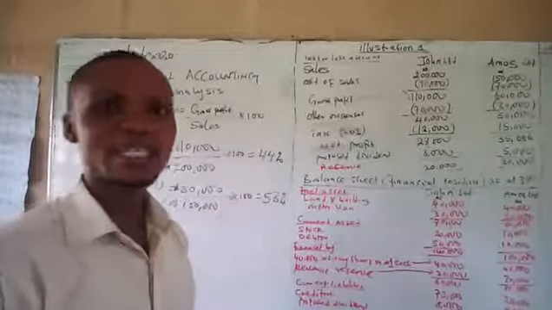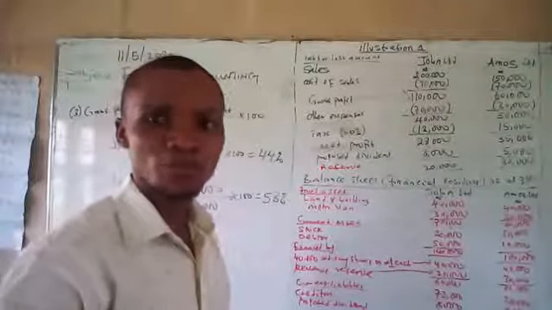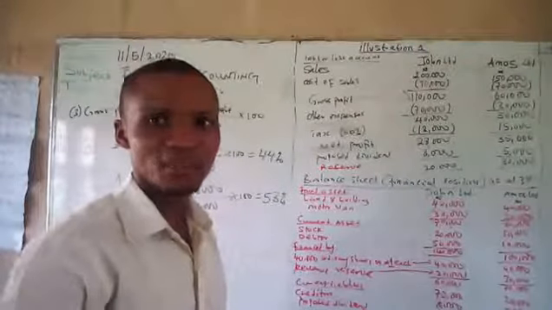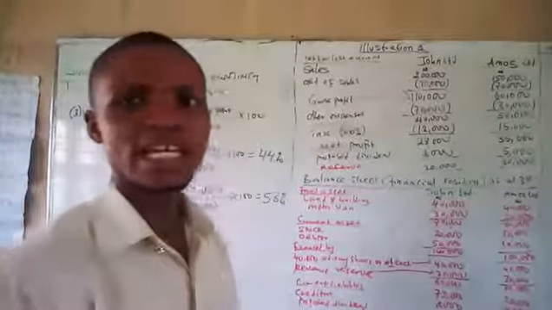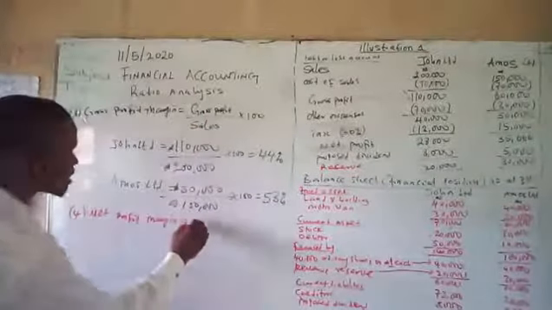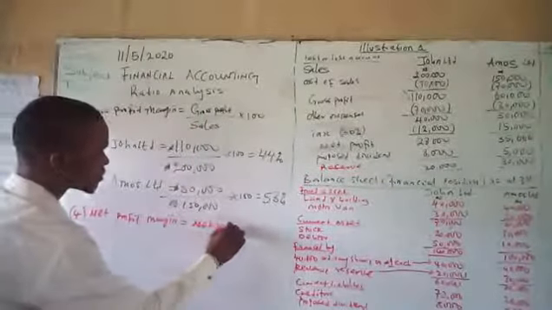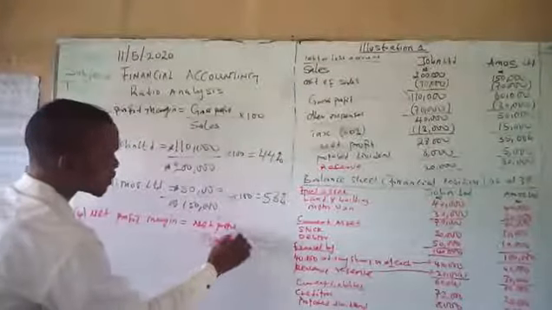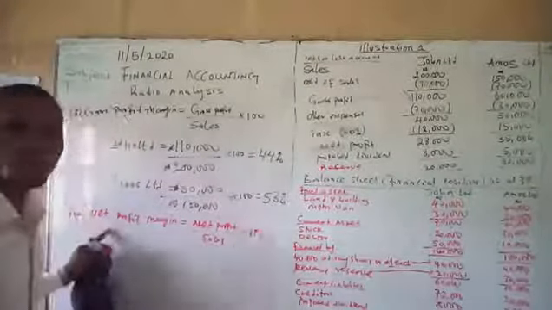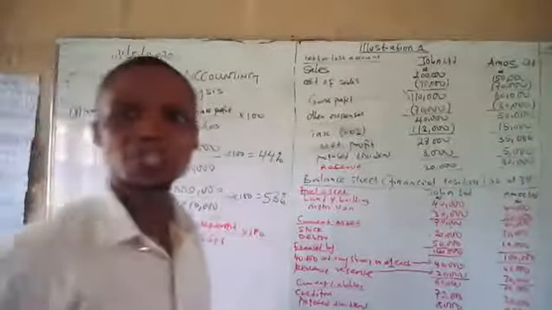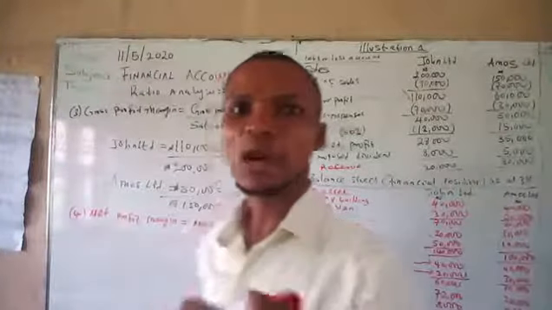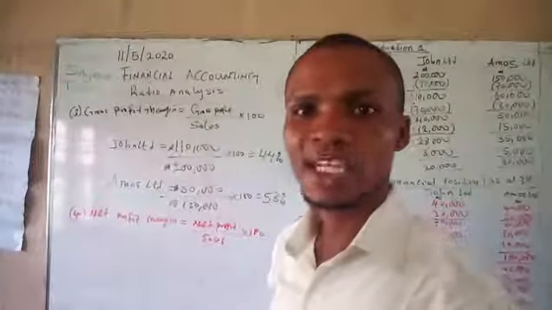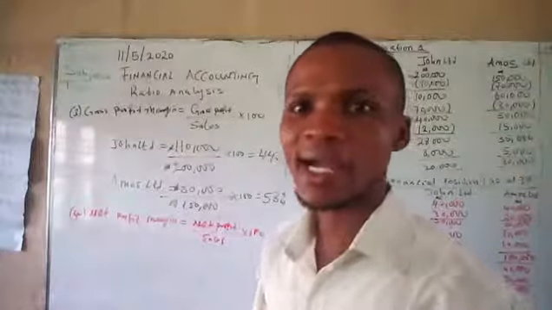So let's now look at net profit margin. Net profit margin is equal to net profit over sales multiplied by 100. When you're calculating net profit margin, it is net profit over sales multiplied by 100.